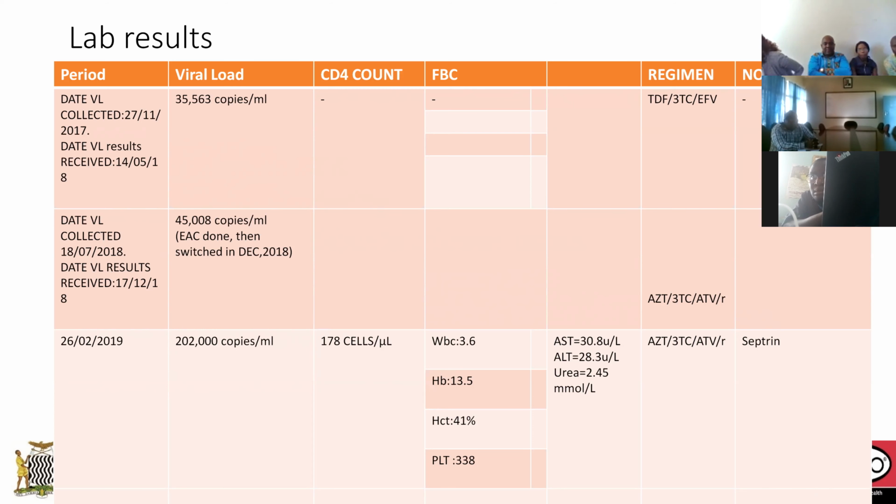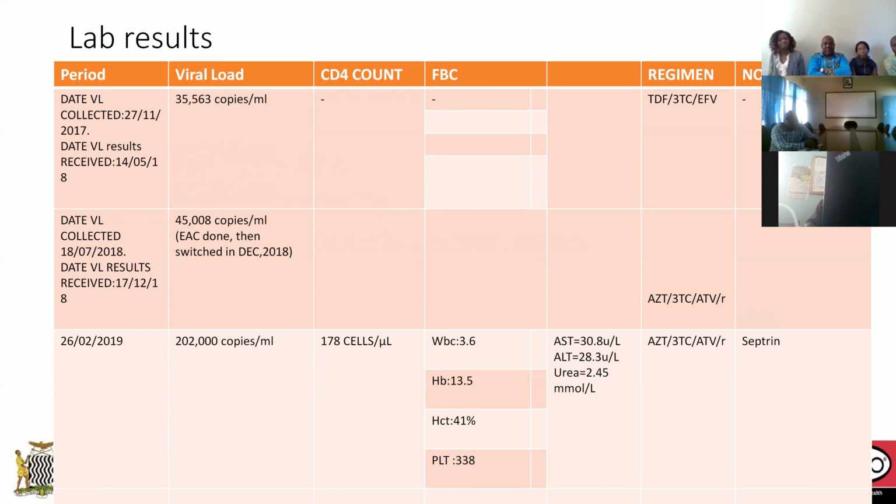And this switch was made after receiving the second viral load results on 17th December 2018. And the regimen was AZT/3TC/Atazanavir boosted with ritonavir. That was the second line regimen that we had put the patient on.